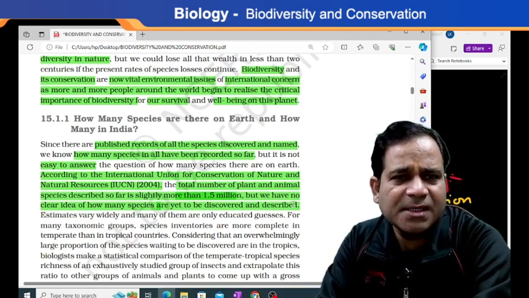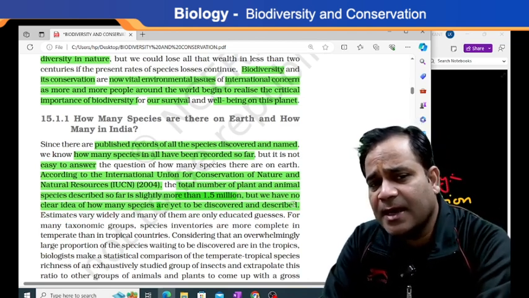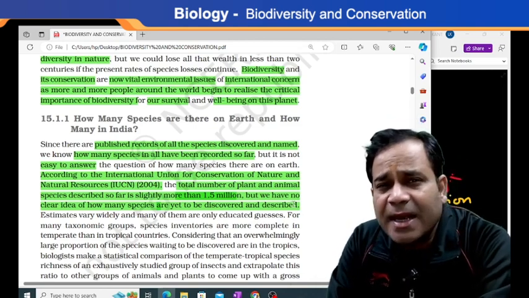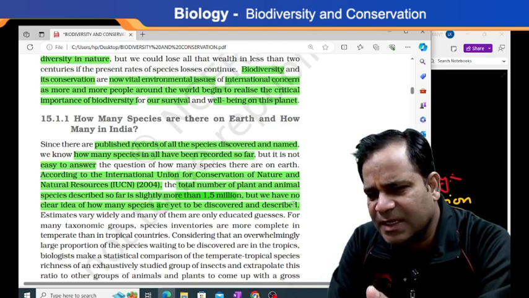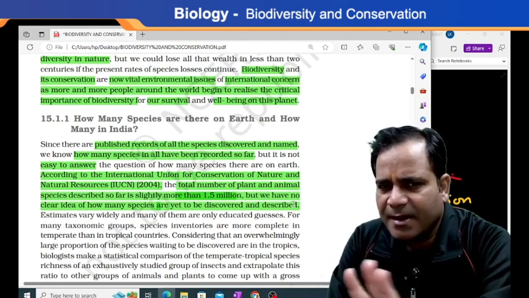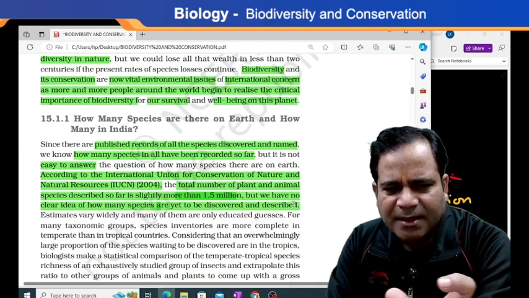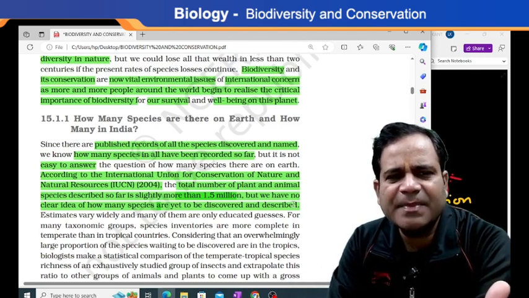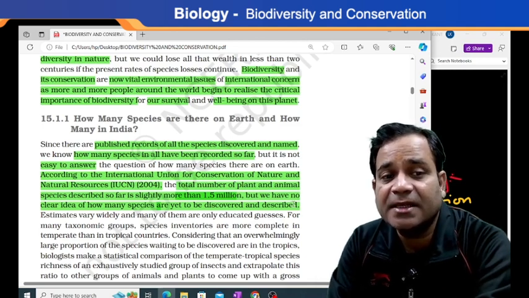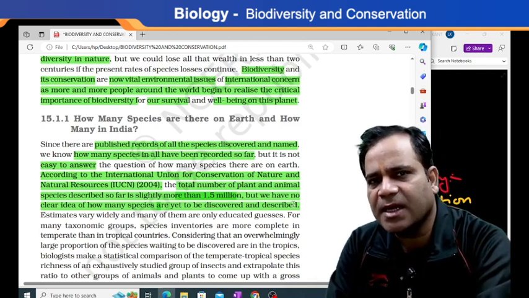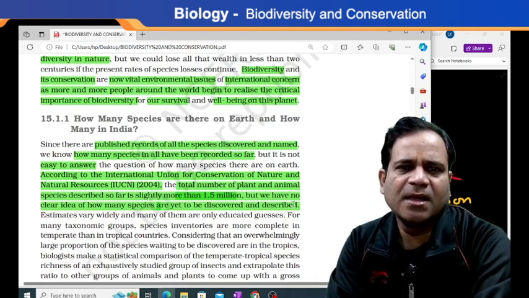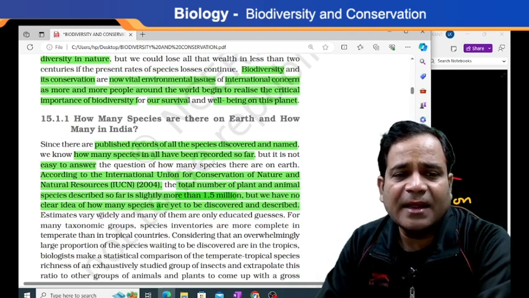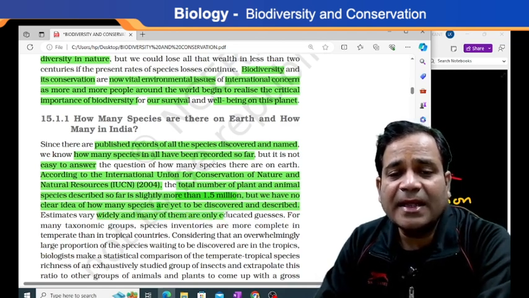Getting my point? What I'm saying here is that according to IUCN it is only a little more than 1.5 million, while I told you 1.7 to 1.8 million species. This is the data we studied. It is not easy to say exactly how many species there are. I'm saying approximately, not exact data. Estimates vary widely, and many of them are only educated guesses.